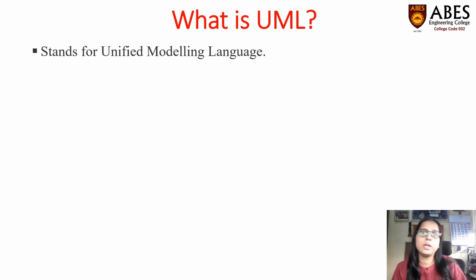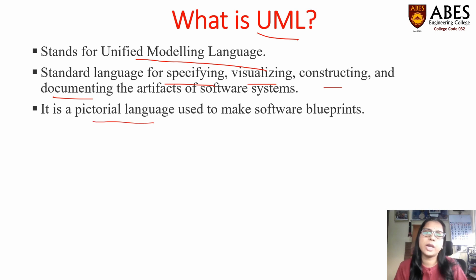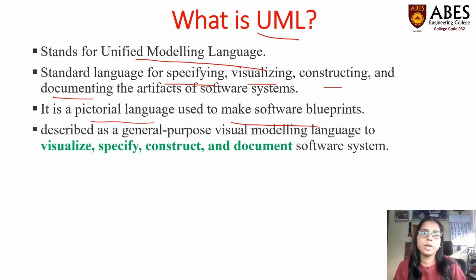So what is UML? UML is an acronym for Unified Modeling Language, a standard language for specifying, visualizing, constructing and documenting the artifacts of a software system. It is a pictorial language used to make software blueprints, and is described as a general-purpose visual modeling language, which helps the team to gather the requirements and put the pieces, parts and information related to the project in visual form with the help of various notations that are part of UML. So you can visualize with this sort of model, you can specify many things associated with the project, and you can construct and document the software system that the team is going to develop.